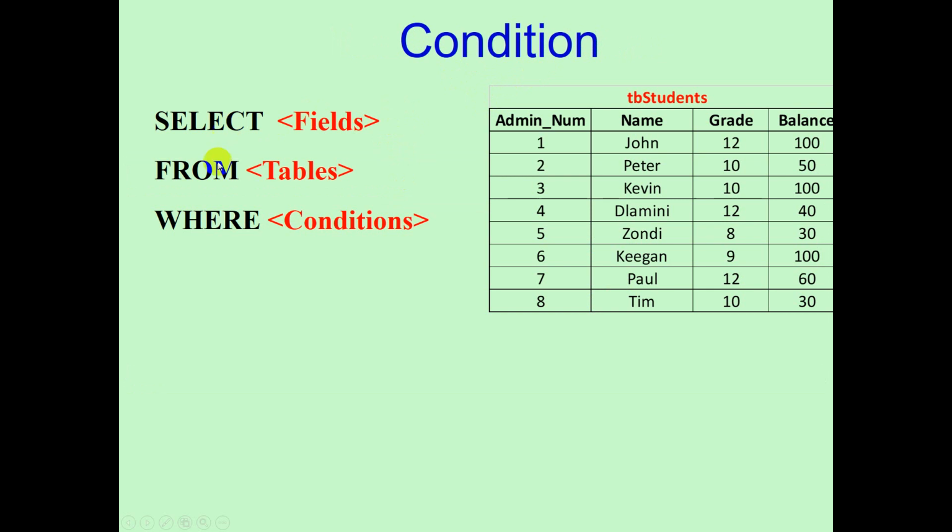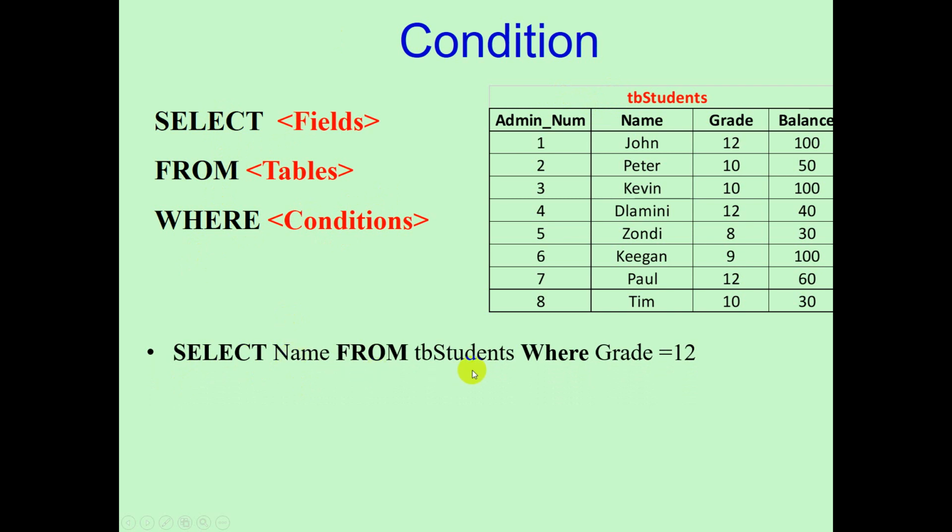Conditions. So now we're going to bring in the where clause. Select from where. So select whatever fields from the table name, and where we can now bring in some conditions. Looking at the first one, select name from table students where grade is equal to 12. So the condition here is grade equal to 12. So what will take place is that it will select all the grade 12 students. In this case, grade 12 is John, Dlamini, and Paul.